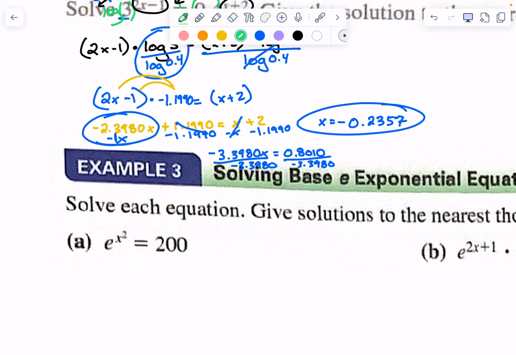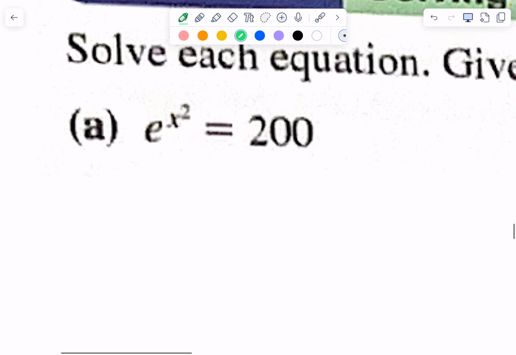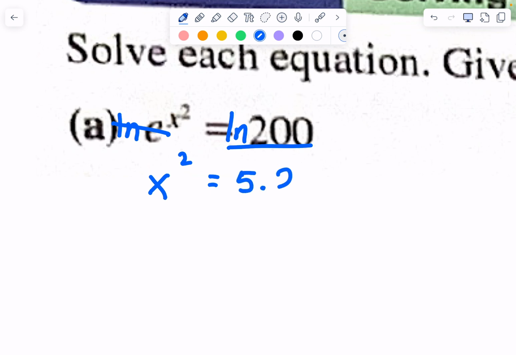Okay. All right, we've got an A and a B and all the things. All right, A. ln on both sides. Yeah, we want to ln both sides because it involves an e. And guess what happens to ln and e? They cancel. Boop. So we have x squared equals, and what is ln of 200? 5.2983. Okay. Take the square root of that.